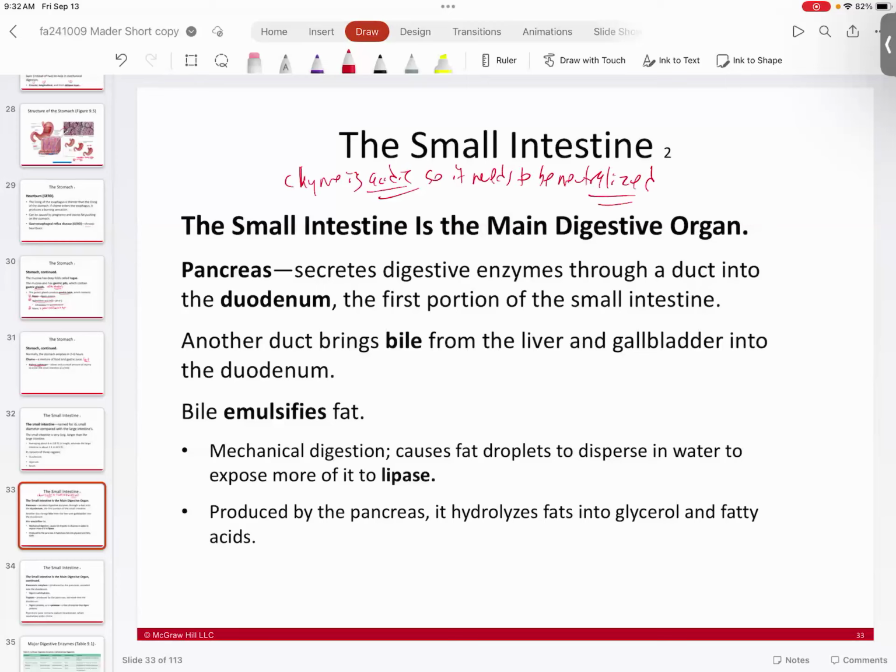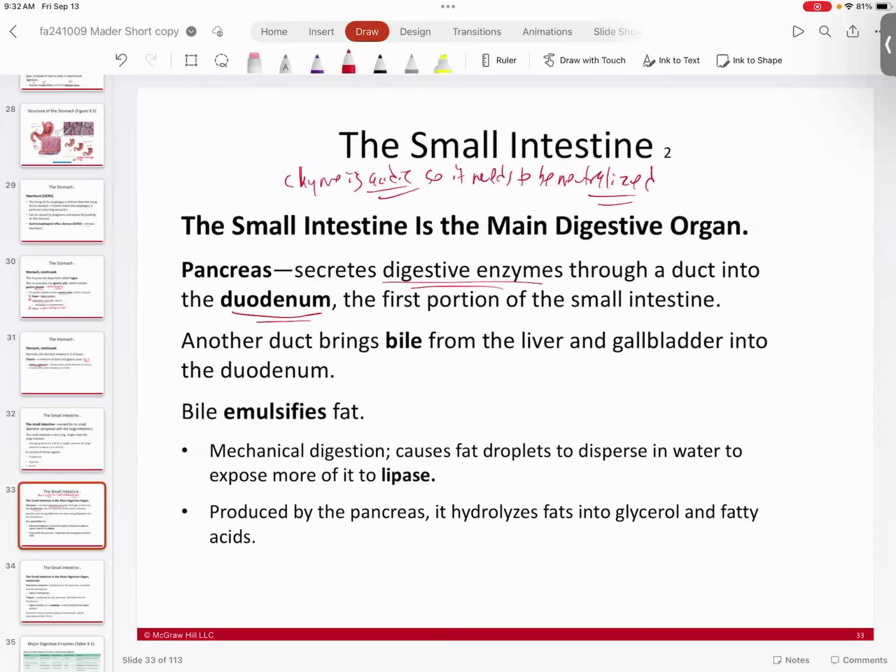And that's one of the jobs that happens in the duodenum. The pancreas, at this particular point, is an accessory organ, as is the liver. And these guys are secreting their secretions into the duodenum region. So for instance, the pancreas will make a lot of pancreatic digestive enzymes and will secrete those enzymes into the duodenum, which is that first portion.